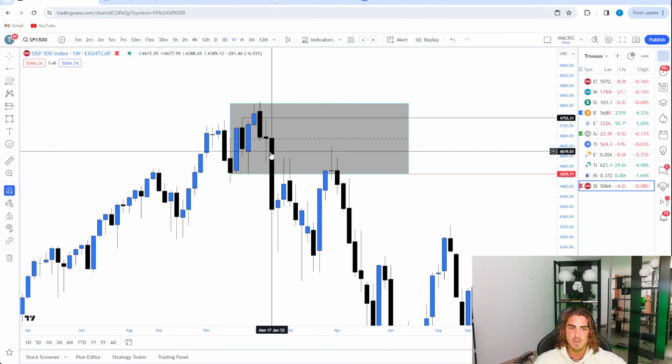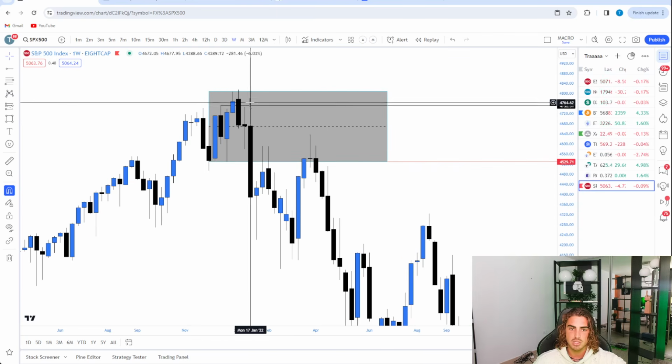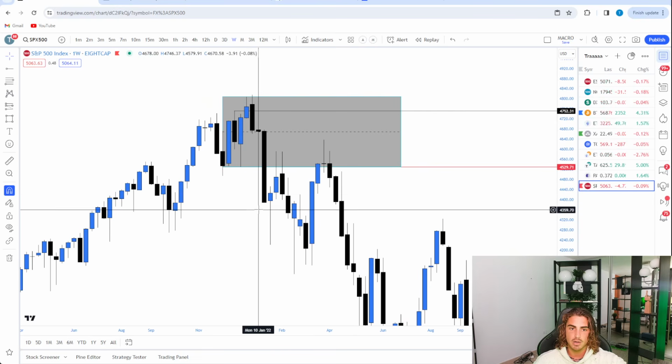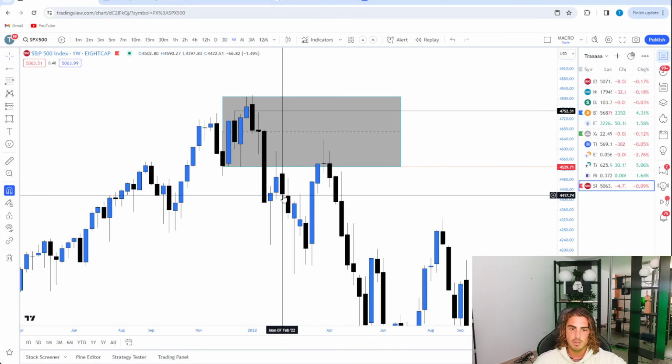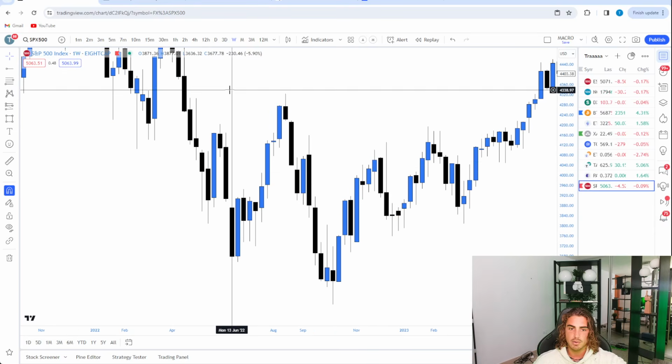How do we know it's a sweep? Because we break these lows and change market structure that we already learned about. And then what does price do? We revisit the area. We see selling pressure out of it. Price continues lower.